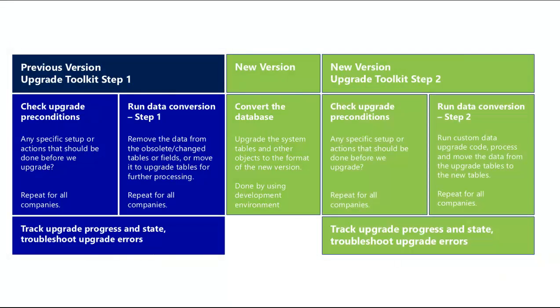And finally, you would run Upgrade Toolkit Step 2, which in its turn would also have some check for upgrade preconditions and special business logic to massage the data in the application to make sure it fits the requirements of the new application. And it would also normally move data from the upgrade tables into the new destination. In this video, I'm going to focus on designing and running of Upgrade Toolkit Step 1. Don't you worry, there will be a separate video explaining how you design and run Upgrade Toolkit Step 2. So we'll definitely get to that exciting topic in my next video.